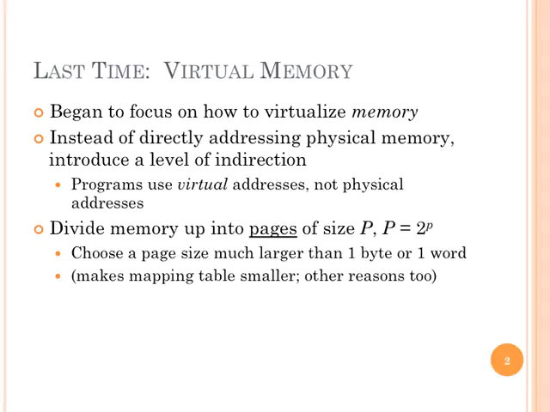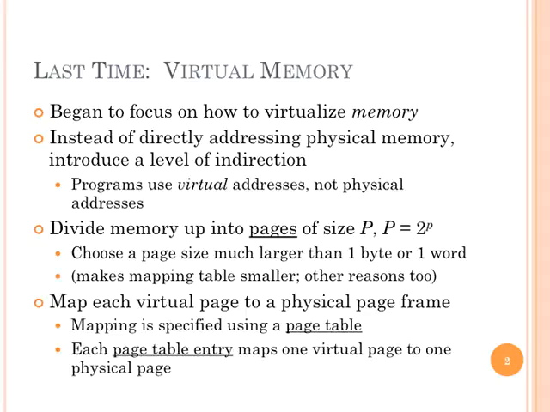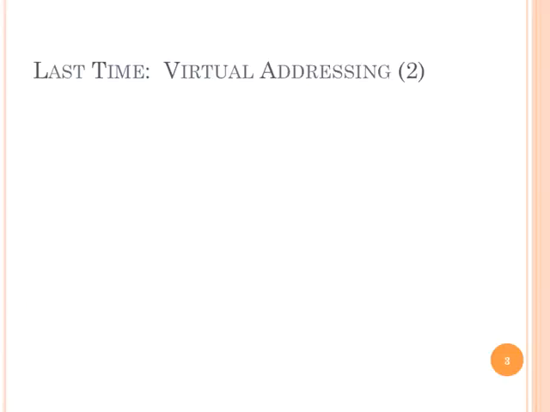So anyway, memory is divided up into pages of some power of 2 size. On IA32, it happens to be 4 kilobytes, which seems to work out pretty well. And so you can see, yes, it's much larger than 1 byte or 1 word because we want the page table that maps virtual addresses to physical addresses to be manageably small. We don't want it to be unnecessarily large. And so, yeah, we map each virtual page to a physical page frame, which is the physical memory that's actually plugged into your computer. And page table entries are the things that do the mapping.